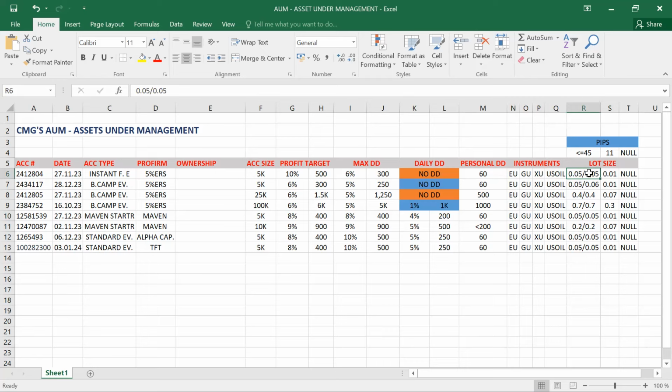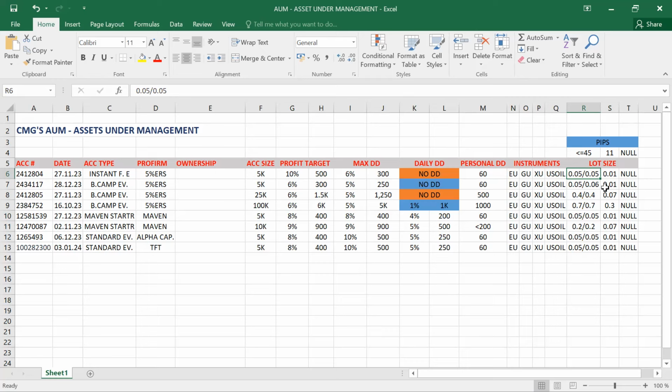Now, if you realize here, I have a stroke here, it means that EU and GU have the same amount in terms of pips and then lot size. If I do the calculation, they have the same amount. So that's why I just did the stroke there. So EU and GU have the same lot size in the first column. It runs through, if you check, for all of them, right?